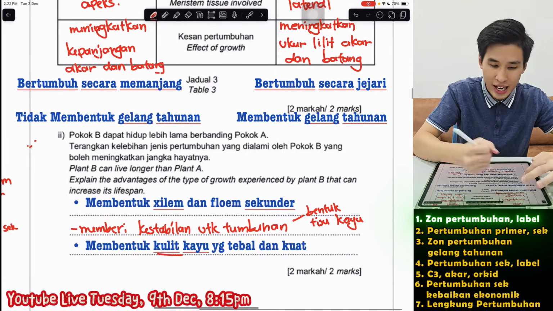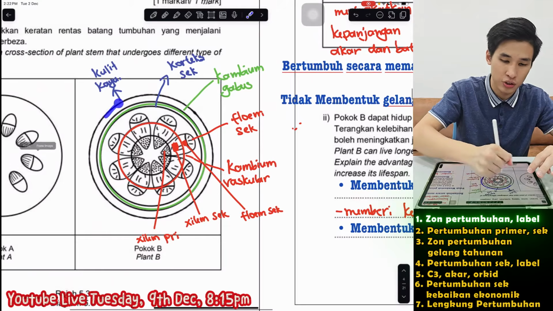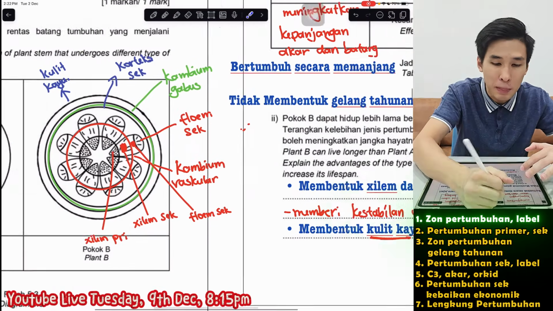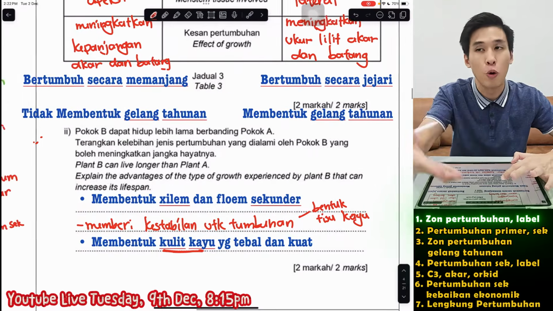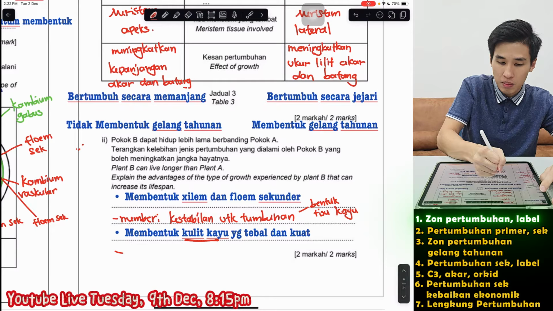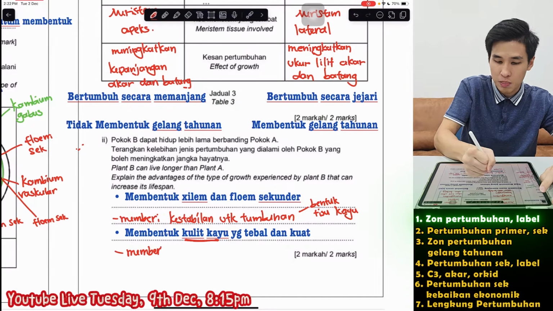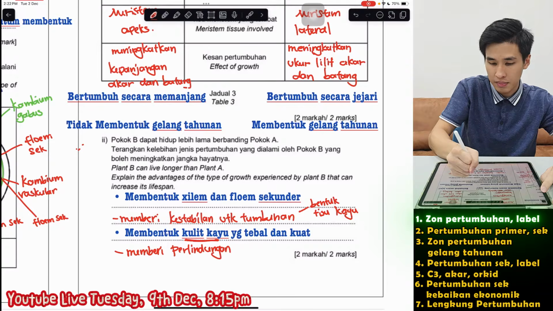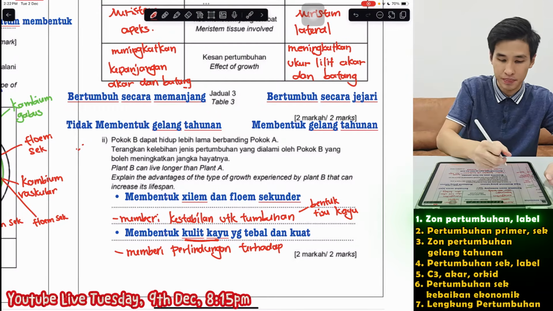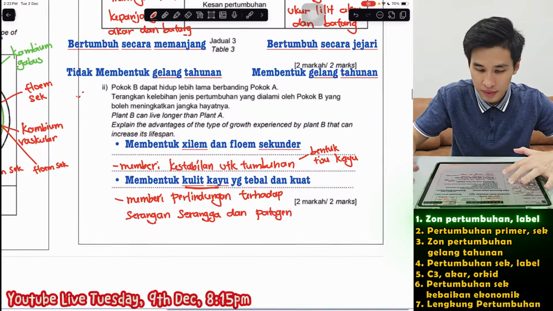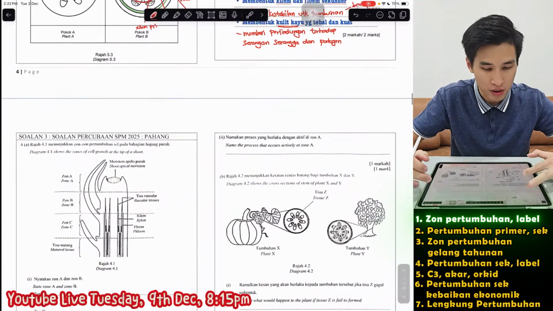And also the kulit kayu. The bark of the tree. This thing also boleh melindungi dia. Sebab dia keras, dia tebal. Dia boleh melindungi dia daripada pathogen dan also serangga. Serangga tak boleh gigit ke dalam. So, dia memberi what we call as perlindungan terhadap two things, serangan serangga dan pathogen. Alright, yep, that's the thing. And that's why they can live longer.